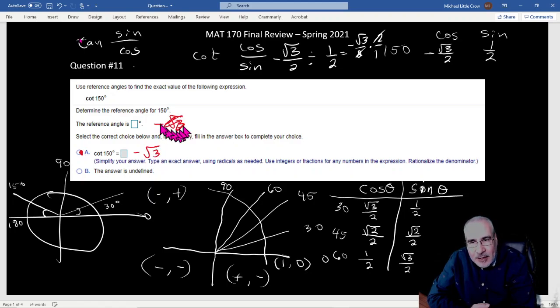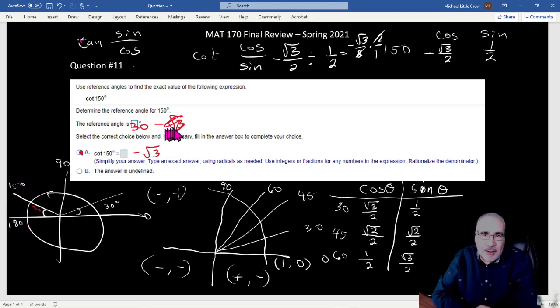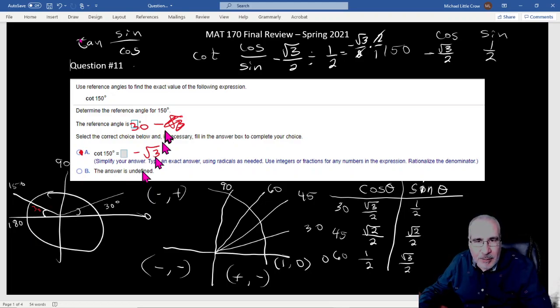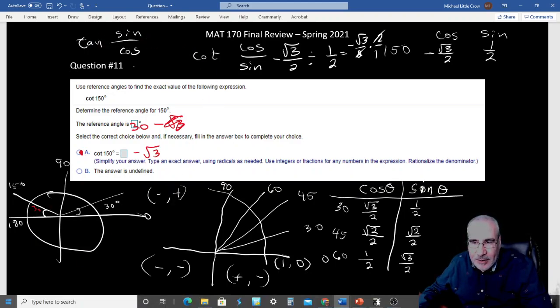Oops, the reference angle is 30 degrees. Sorry, so they want that. Over here, this is a 30-degree angle, 150 to 180. There we go. We use that and we can come up with the cotangent. Maybe I'll do a separate video on this just so everyone's able to watch it, but if you see this one, that's how we do it.